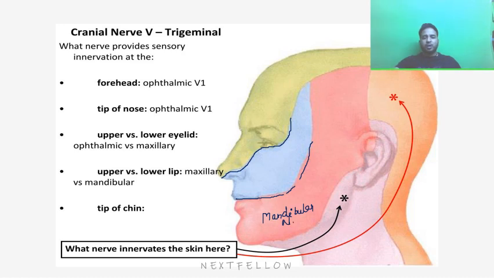So what nerve comes here? Supplying the lower half of the pinna and the angle of the mandible. Here the angle of the mandible is supplied by the greater auricular nerve. Don't get confused: the mandibular nerve doesn't supply the angle of the mandible. The angle of the mandible along with the pinna is supplied by the greater auricular nerve.